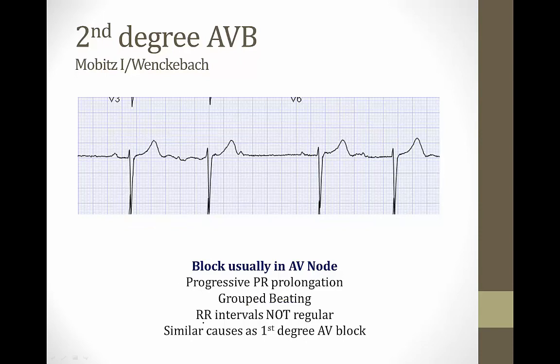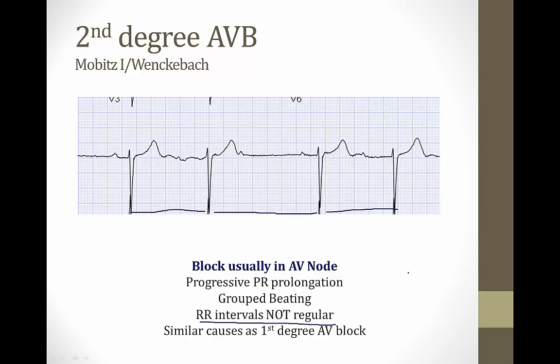I've cleared the screen again so I can show you that the result of group beating is that the RR intervals are not regular. The RR interval is the distance between the QRS complexes, and they are not regular in patients who have Mobitz type 1 or Wenckebach. Notice that the RR interval here is relatively short, and then it is relatively long, and then it is relatively short again. The RR intervals are varying, and once again we will see later that this is very important for distinguishing Mobitz type 1 or Wenckebach from complete heart block.